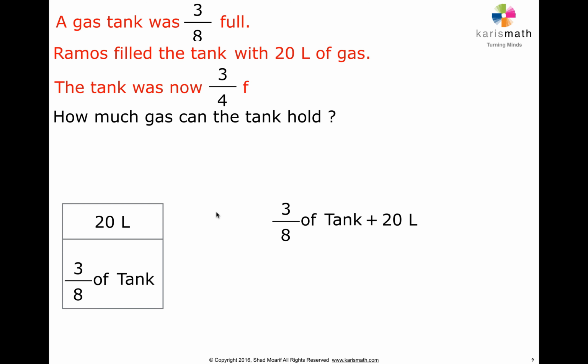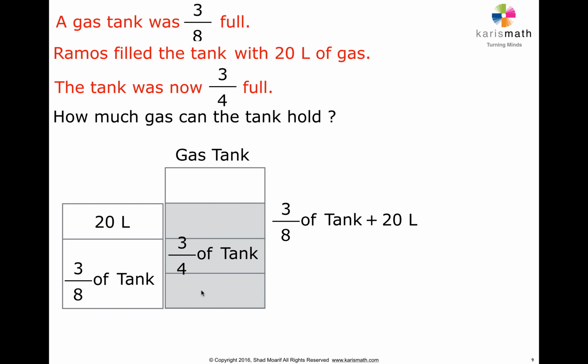Let's show that on the side. The tank is now 3/4 full. So if we show you the whole gas tank and break it into 4 equal parts, then 3/4 of those parts is full. So that means this and this, do you see that? It's the same. 3/8 of the tank plus 20 liters must be equal to 3/4 of the tank.